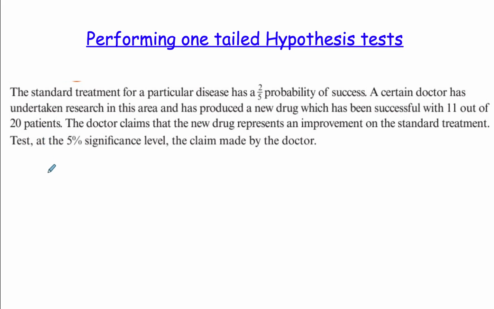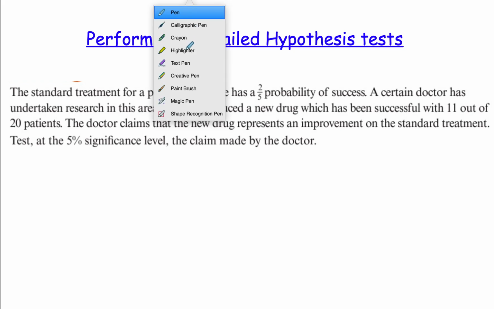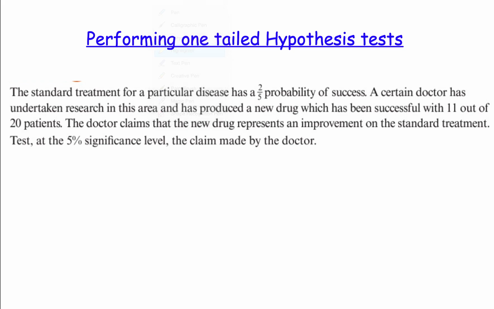So the first example is the one that we saw in our last lesson, and I thought it would be sensible for me to just go through this question to see how you should answer it. The first thing I'm going to do is highlight the important information from the question. And that is that the standard treatment for the particular disease has a 2/5 probability of success.